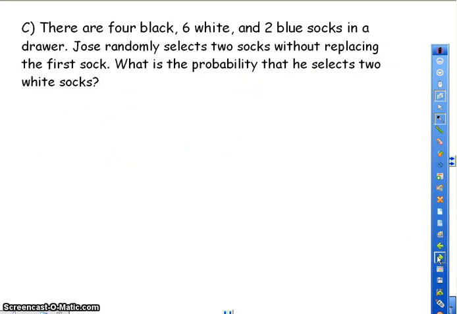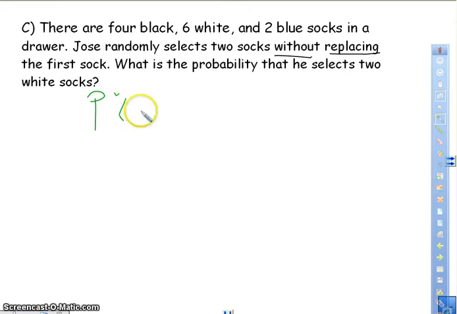All right, on this one, there are 4 black, 6 white, and 2 blue socks in a drawer. Joe randomly selects 2 socks without replacing. That part's very important. What is the probability that he selects 2 white socks? So we want the probability of the first sock.